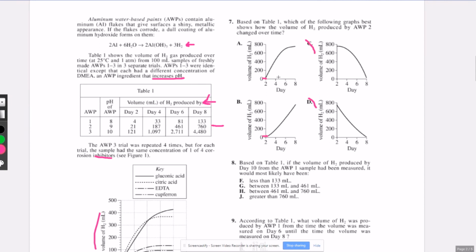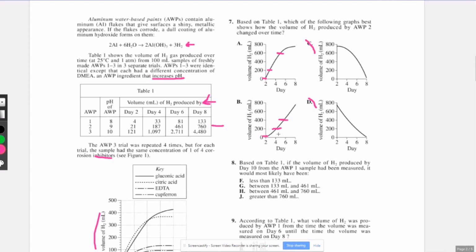Next, we want about 187 for the next day. So for day 4, that's like 187, yeah, just under 200. Perfect. And the next one is 461 on day 6. So if we look at option A, we're pretty high on day 6. That's like 600, but let's check anyways. This one is a lot more reasonable right here.